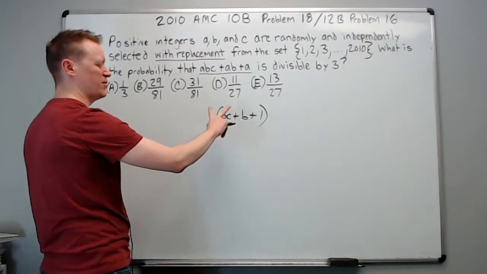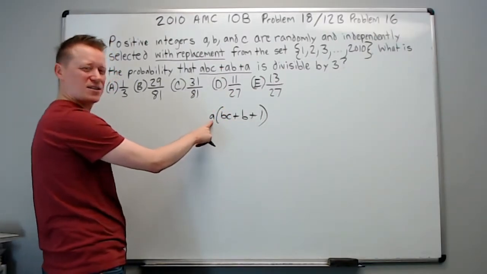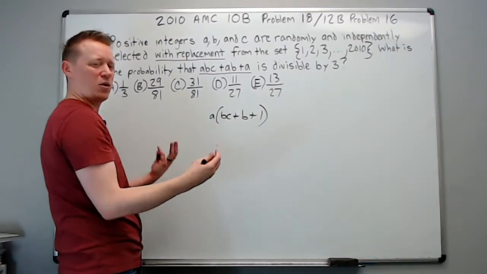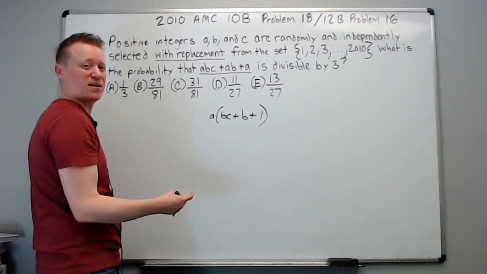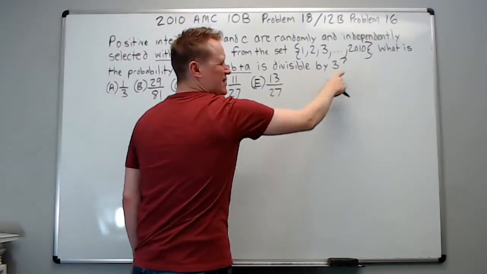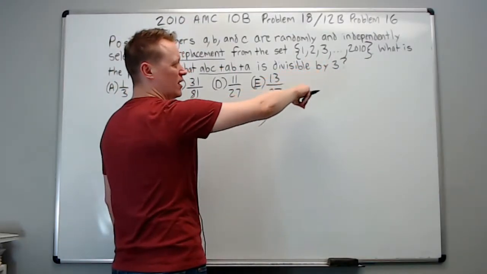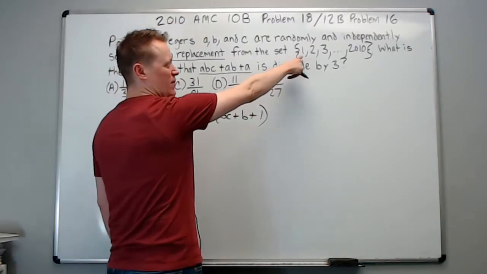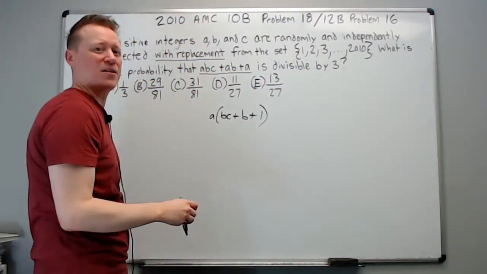Now, what is the probability this is a multiple of 3? Well, that's going to be a little bit easier because if A is a multiple of 3, then the whole thing automatically is. So then what's the chance A is a multiple of 3? Let's focus on that. Well, there's 1, 2, 3. 2010 is a multiple of 3. So there are an equal number of numbers that have a remainder of 1, remainder of 2, and remainder of 0 when divided by 3.